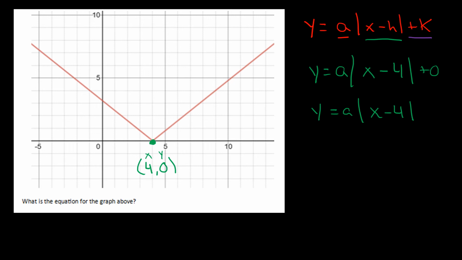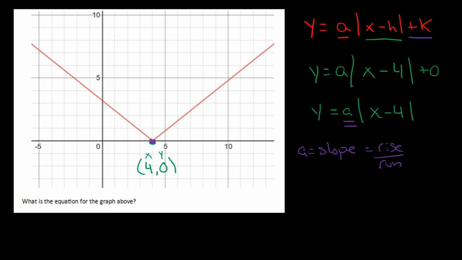Okay, well, I still need to know that a value, right? I still need to know that guy. Well, our a value, we treat this like a slope. That's the same thing as a rise over a run. So when I do this, I want to look at my starting point and start looking at where else it crosses perfectly on a grid axis.